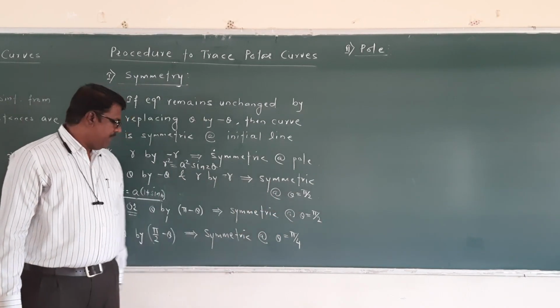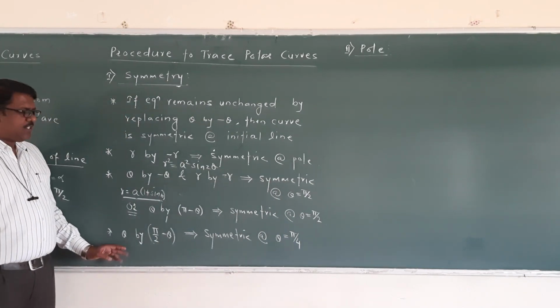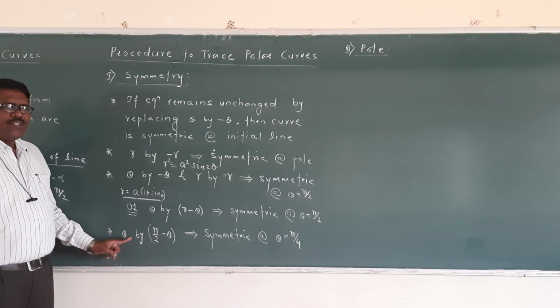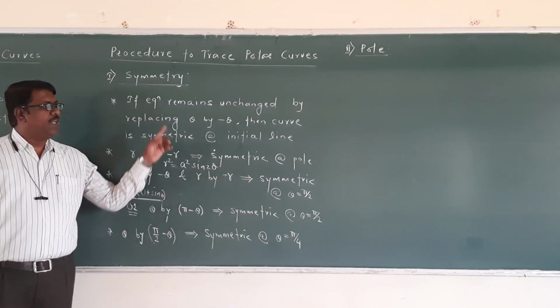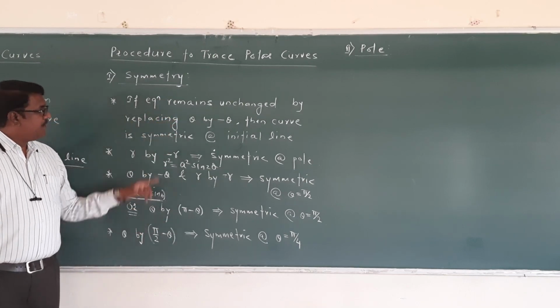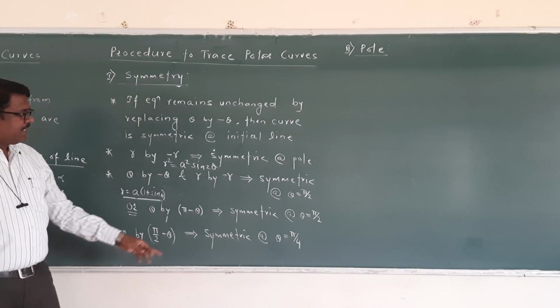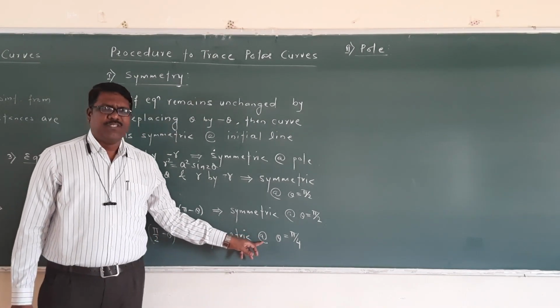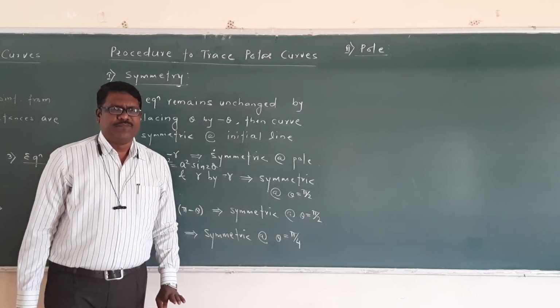Now the last point in symmetry: if we replace theta by pi by 2 minus theta in the given equation, and the equation remains as it is after this replacement, then the curve is symmetric about the line theta equal to pi by 2.